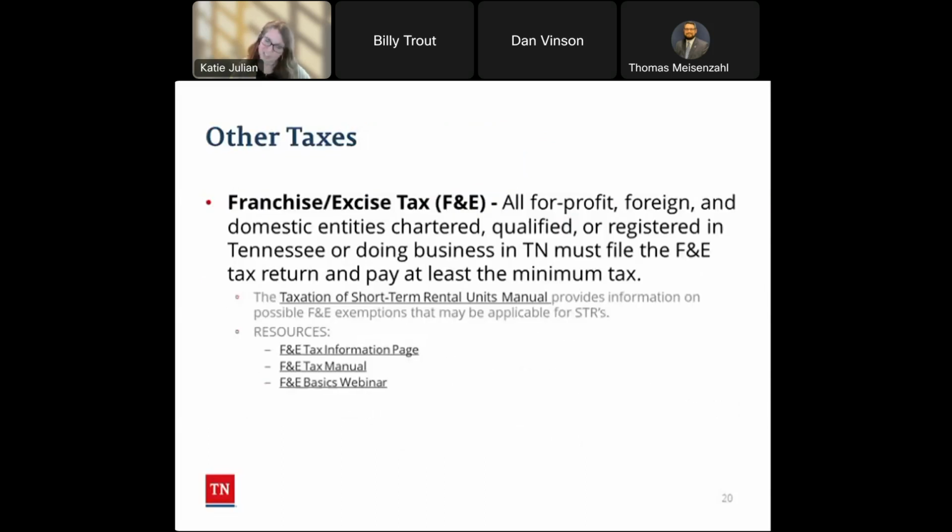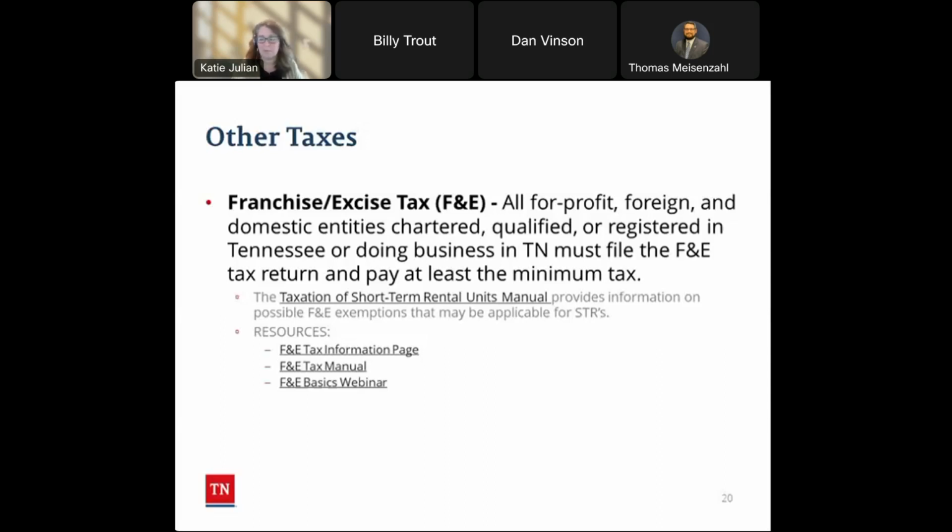One thing we are not touching on today is franchise and excise tax. All for-profit foreign and domestic entities that are chartered, qualified, or registered in Tennessee to do business in Tennessee must file the F&E tax return and pay at least the minimum tax. There's a little bit of information about this in our short-term rental unit manual, specifically some information about some exemptions that may be applicable to short-term rentals. But there's also an F&E tax information page. You see a link here and an F&E tax manual, and we have a webinar dedicated to F&E basics.